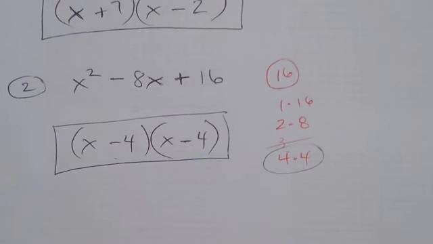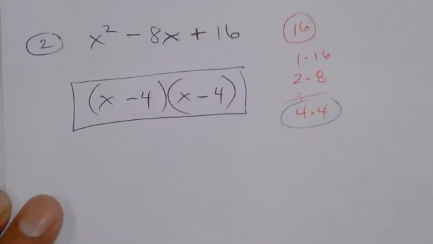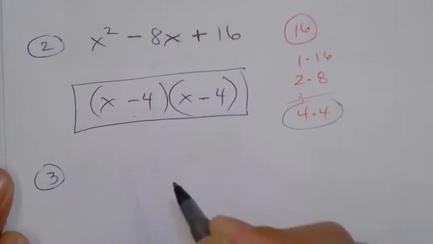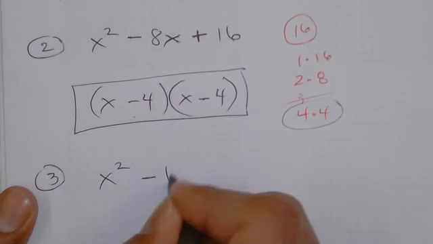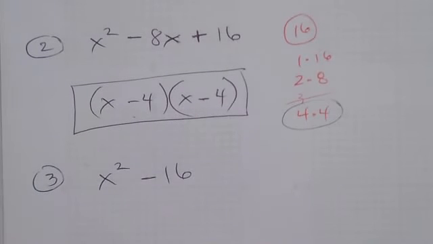Okay. You guys good? So far we haven't started difference of squares. Here goes the difference of squares now. Watch number 3. Ready? Look at number 3 here. X squared minus 16. That is a difference of squares.